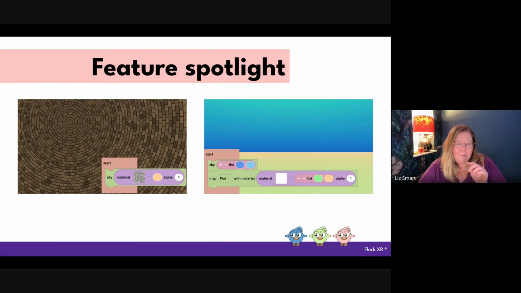You can find out more about both the sky dome and the gradient map by going to hub.flockxr.com and just searching for sky block or map block, and you'll find everything there.